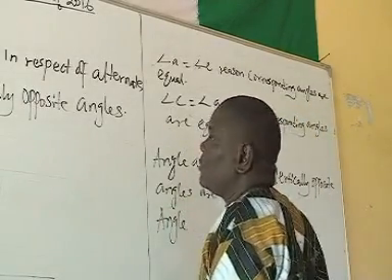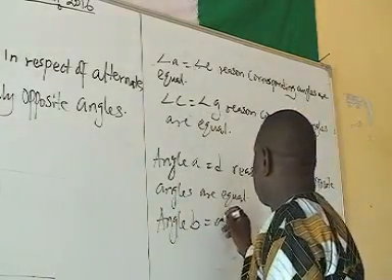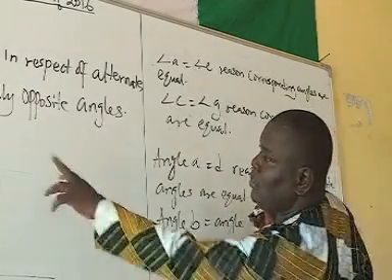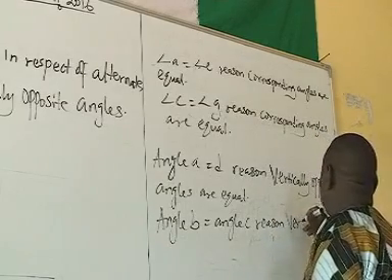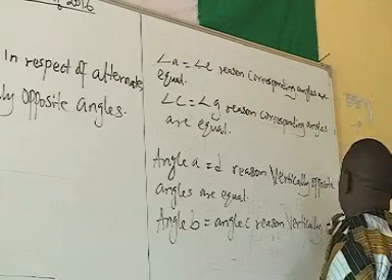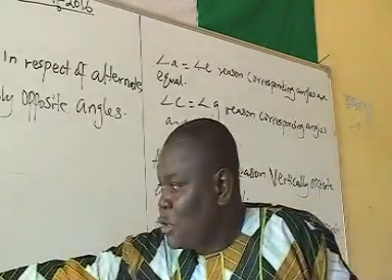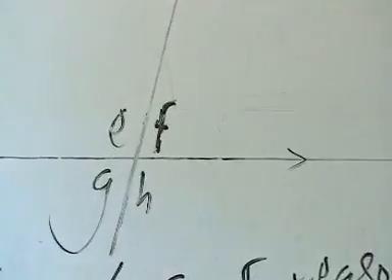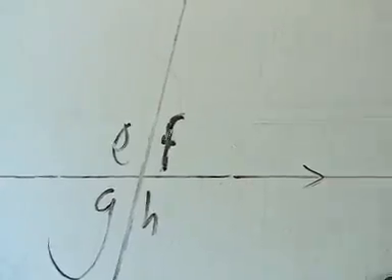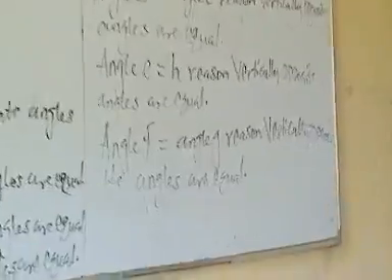Angle B is what? C. Vertically opposite angles are equal. Okay, we are going to prove this one now. Angle E is what? H. Angle G. Reason: vertically opposite angles are equal.